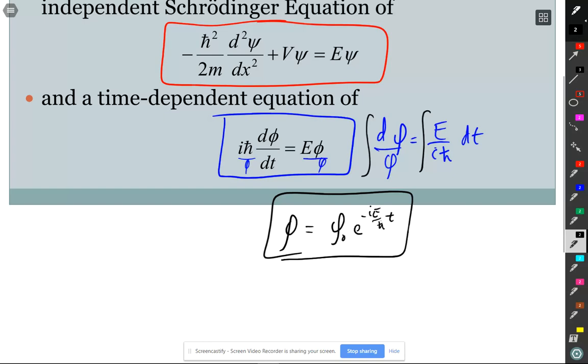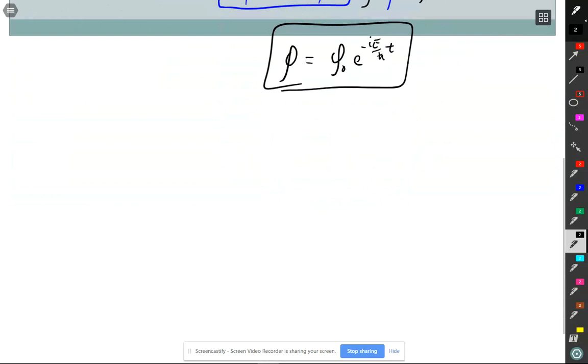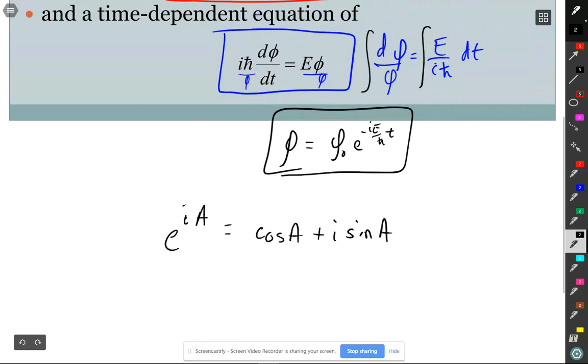Euler's relation. Euler's relation may or may not be familiar to you, and it's not really important for you at this point. e to the i a is equal to cosine a plus i sine a. And so since that has an i in the exponent, it's sinusoidal.